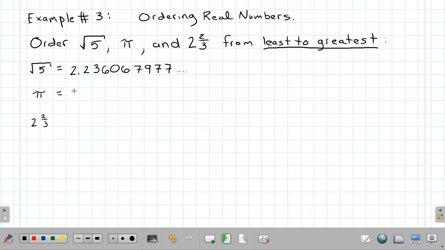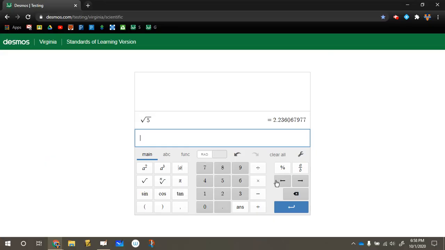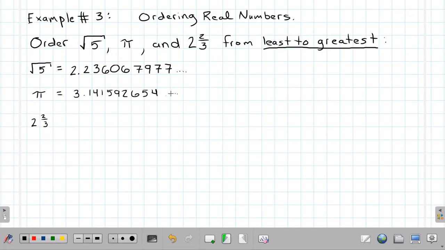Pi as a decimal. Well, we already know from the previous two examples we saw pi in. 3.141592654... Okay. Once again, if you need help knowing what pi is, go to the calculator. It has a pi button, and there is the number pi written as a decimal. But once again, it has the ... at the end because it's an irrational number, and it goes on forever.